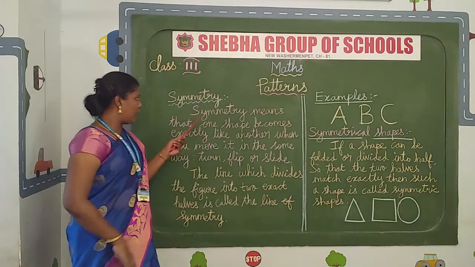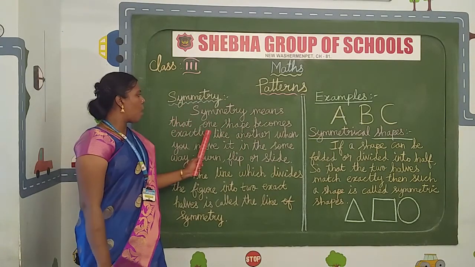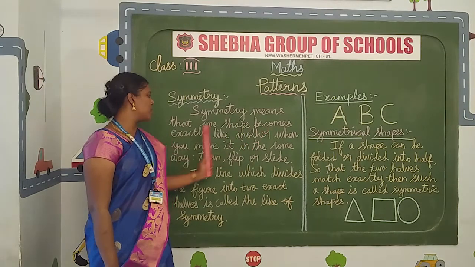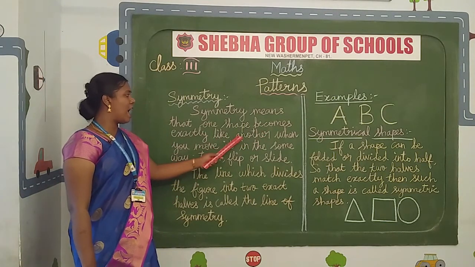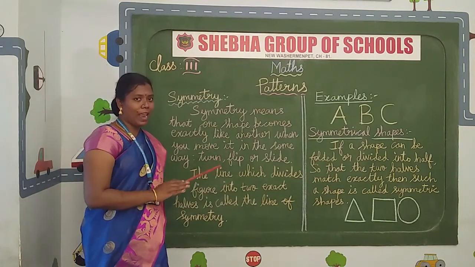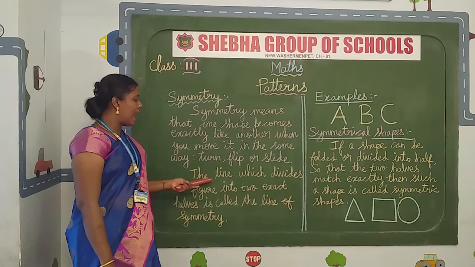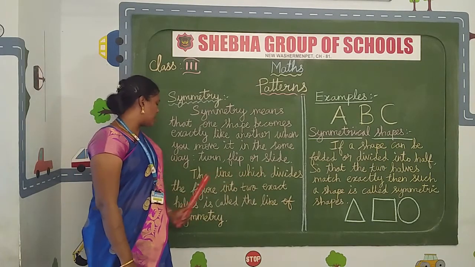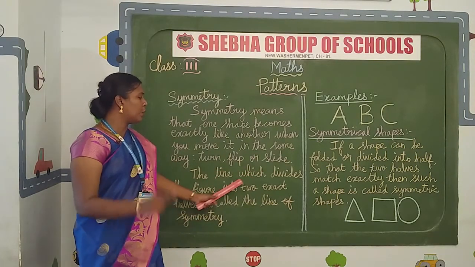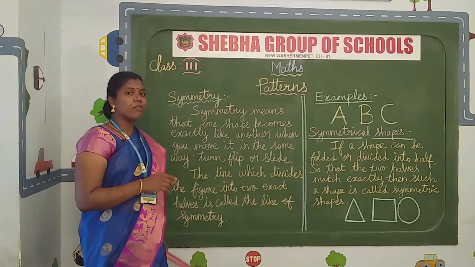Okay, again I tell you, symmetry. Symmetry means that one shape becomes exactly like another when you move it in some way: turn, flip or slide. Then the line which divides the figure into two exact halves is called the line of symmetry.